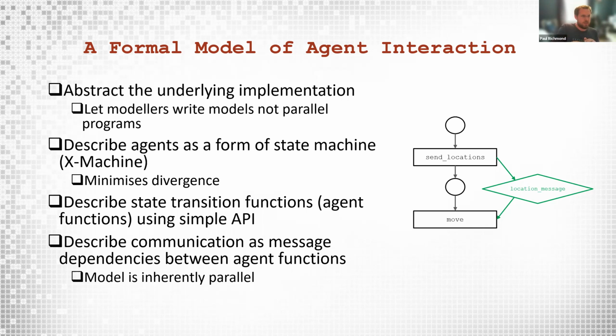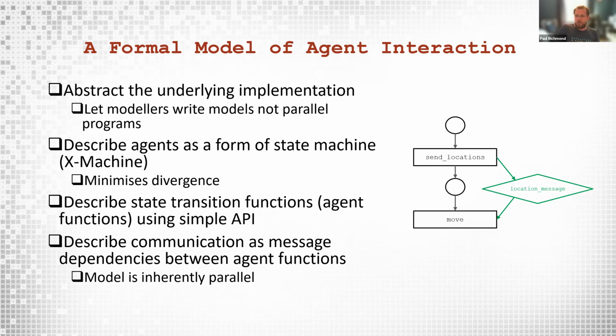denoted by the vertical line. The two circles represent a state, if you like, and the square boxes represent functions. The green box represents a message. So within this model, all agents will implement the send locations function. The only purpose of that function is to communicate some information via a message. That message is stored in that green location message board.